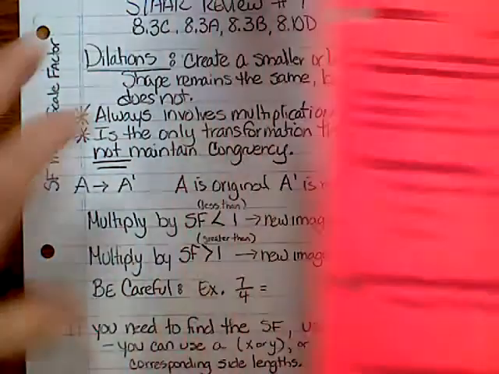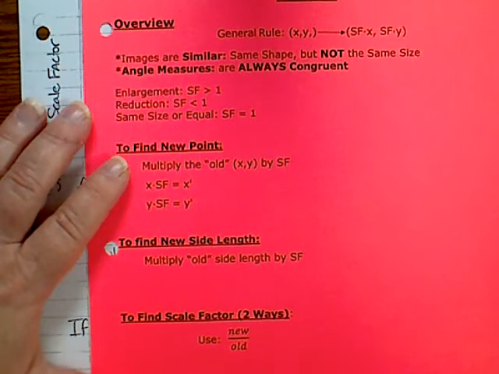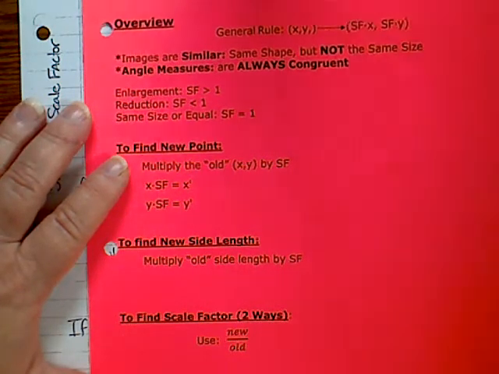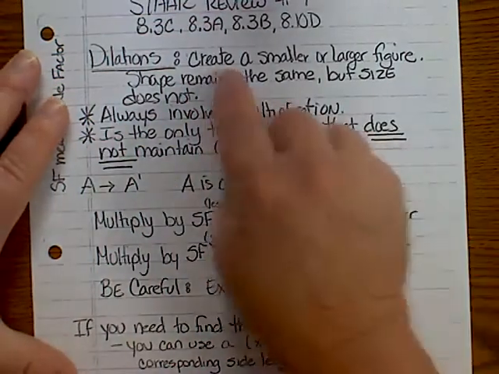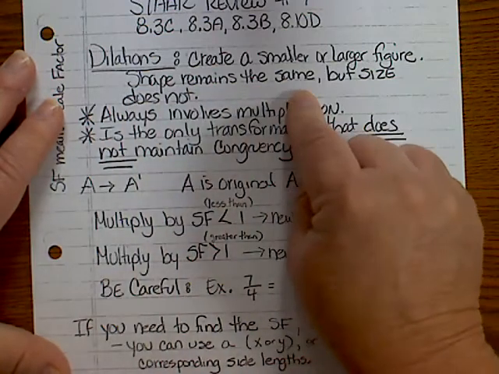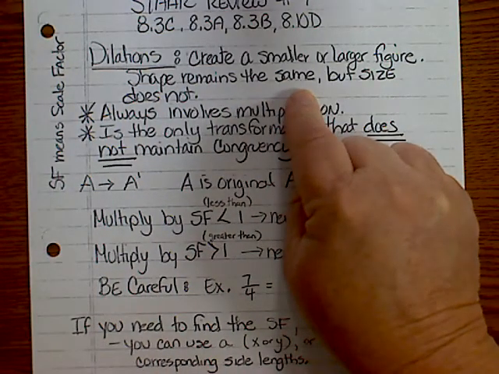So I suggest that you read it if you don't understand dilations yet, and a lot of you still are getting these wrong on assessments. Dilations create a smaller or larger figure. The shape remains the same, so are the angles going to remain the same? I hope you said yes.